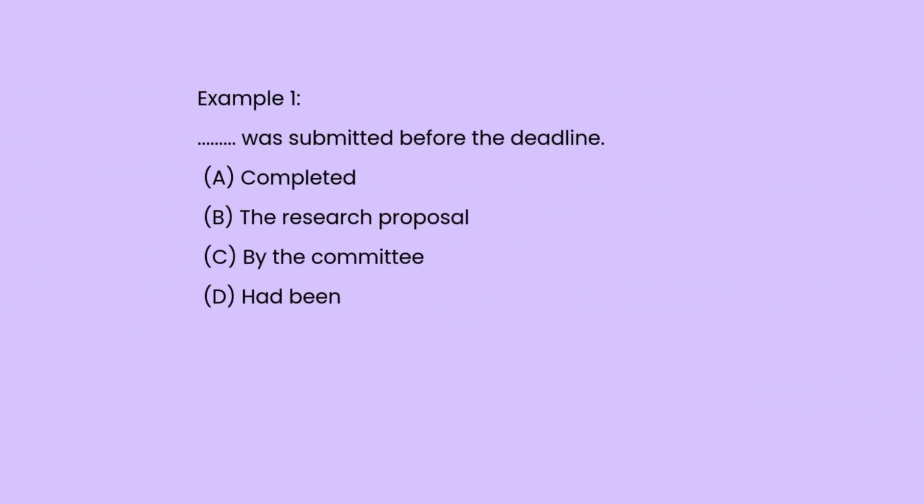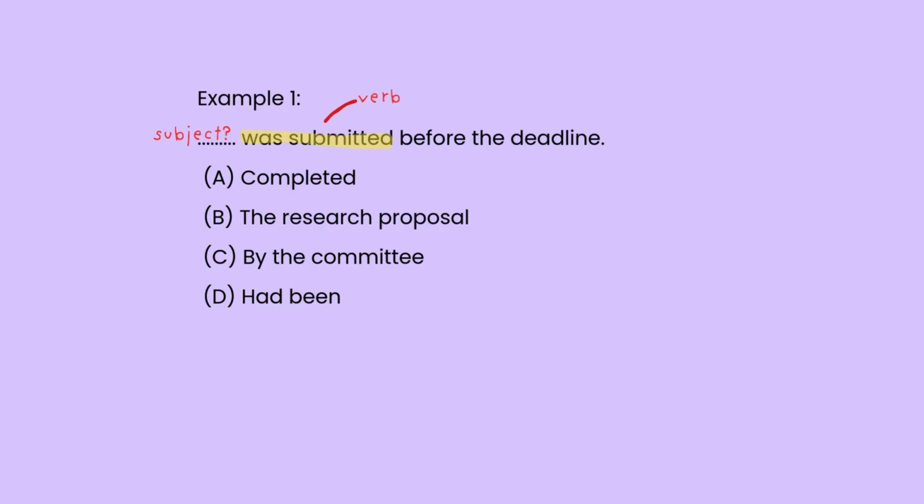Look at example 1. In this example, you should notice immediately that there is a verb was submitted, but there is no subject. That means we're looking for a subject or the thing that was submitted. Let's look at the options.